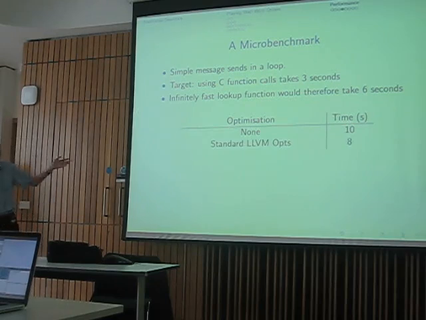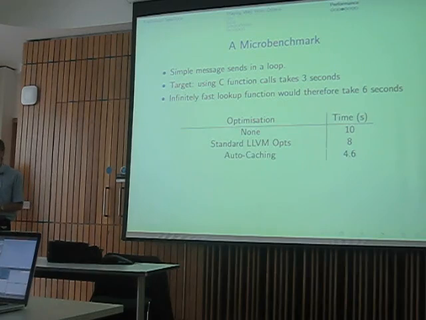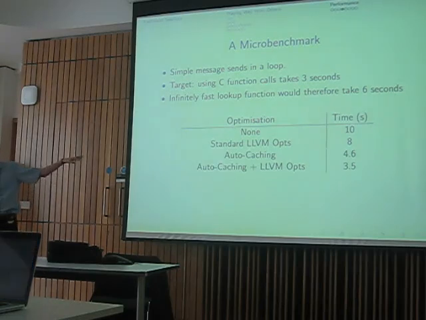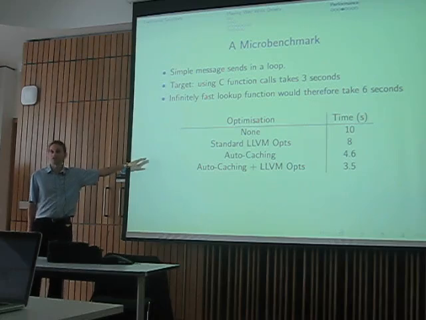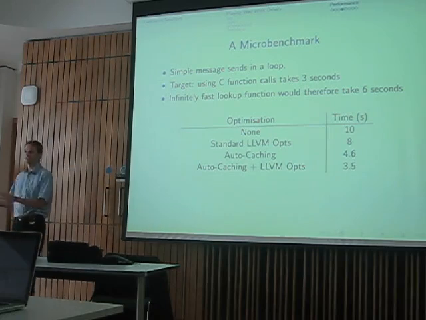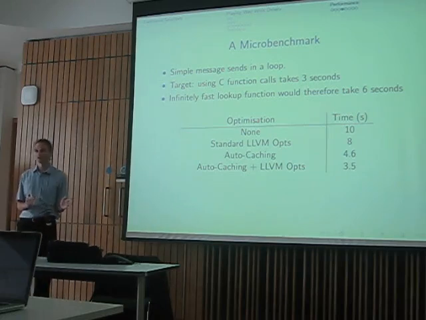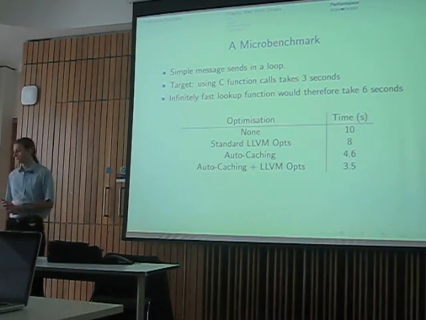We chuck in the standard LLVM optimizations, and they do better register allocation and stuff. And now we're just a slightly bit faster. Add the automatic caching, and now we're down to 4.6 seconds. That's without the LLVM optimizations, by the way. This is just with the auto caching parts, no other optimizations run. You run the full set of optimizations, and now this thing that takes 3 seconds in C takes 3.5 seconds in the late bound version.